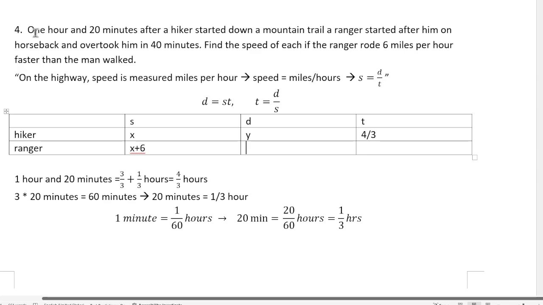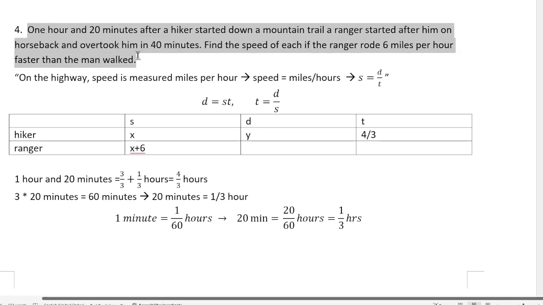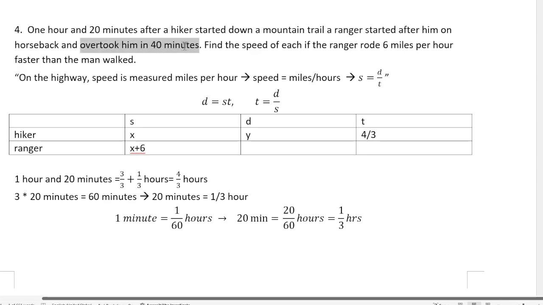Well, it's not so clear in the beginning, but if you read the question several times, you realize that the ranger overtook him in 40 minutes, which means that they ended up being at the exact same location. So at 40 minutes after the ranger started chasing the hiker, they are exactly in the same spot, which means the distance they traveled are equal. So this will also be y.